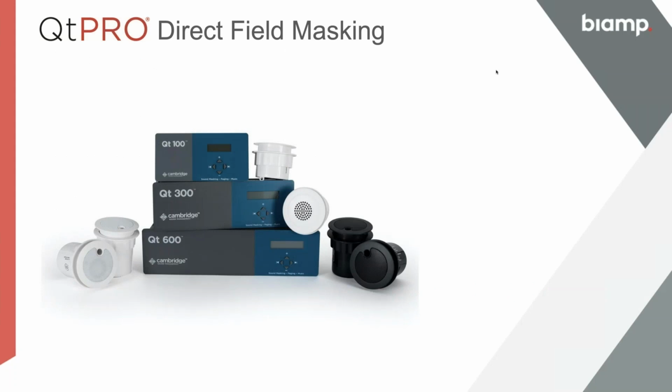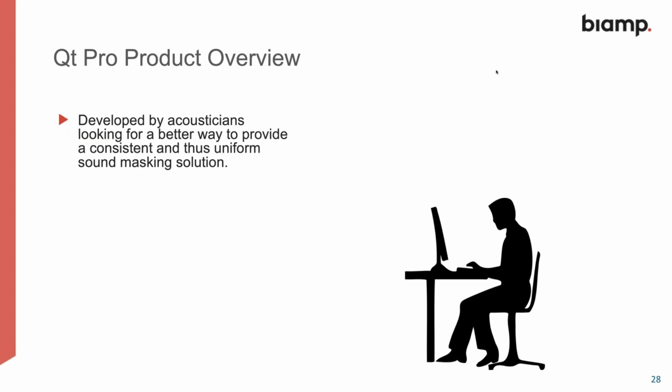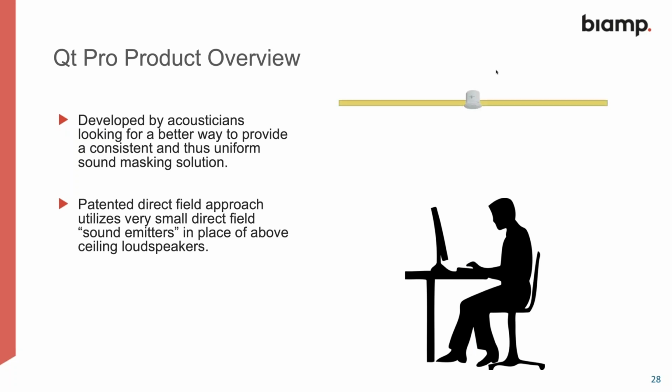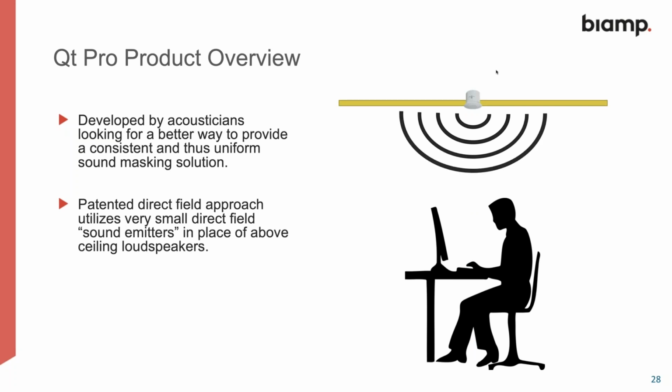So let's have a look at the direct field sound masking systems. First of all, these are the products that we offer, and we'll go through them one at a time. Well, the QT Pro system was really developed by acousticians. We're looking for a better way to provide a consistent and uniform sound masking solution. I mentioned right at the beginning how important that uniformity is in the office environment. We've got a patented direct field approach, which utilizes very small sound emitters, which you use in place of above ceiling speakers. So again, you can see that these are actually mounted into the ceiling tile area.